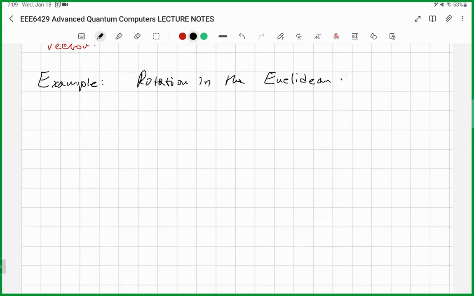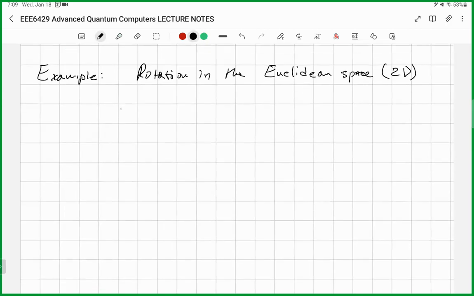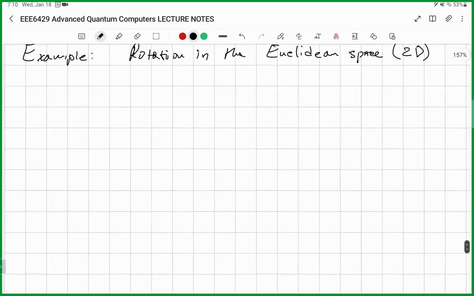In Euclidean space. And for simplicity, let's consider two-dimensional space, 2D. Right. So we know that in two-dimensional space, like a plane, like a surface, right? This is our two-dimensional geometry.